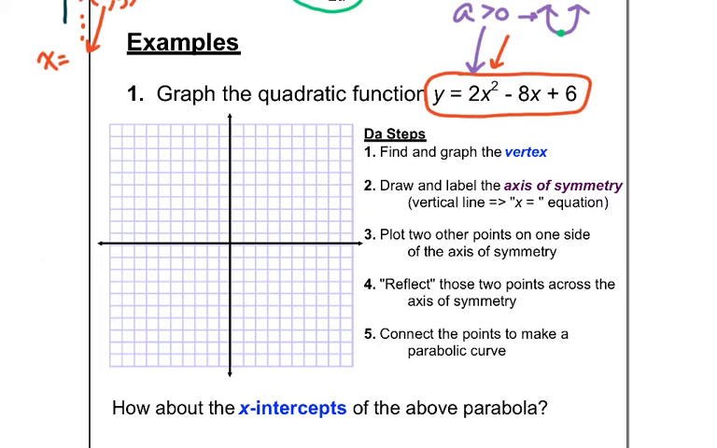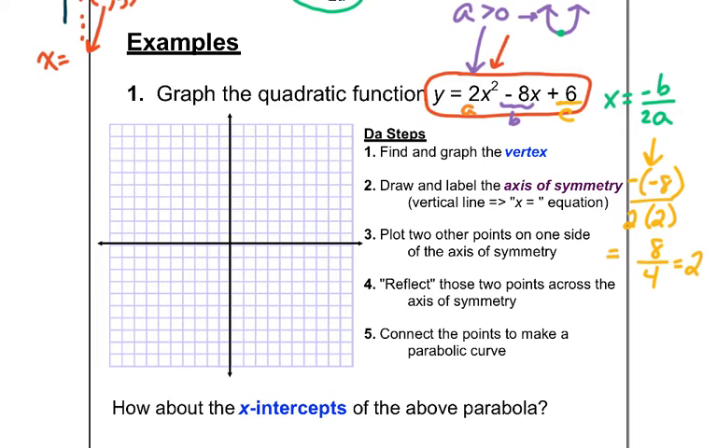Our magic formula for the vertex is negative b over 2a. Let's look at our equation here. Where are a, b, and c? The 2 here is the a. The negative 8, the entire thing with the negative, is the b. And the positive 6 is the c. So negative b over 2a is negative, b is negative 8, over 2 times your a value, which was the 2 in the front. This becomes a positive 8 on top, 4 on the bottom, which is 2.